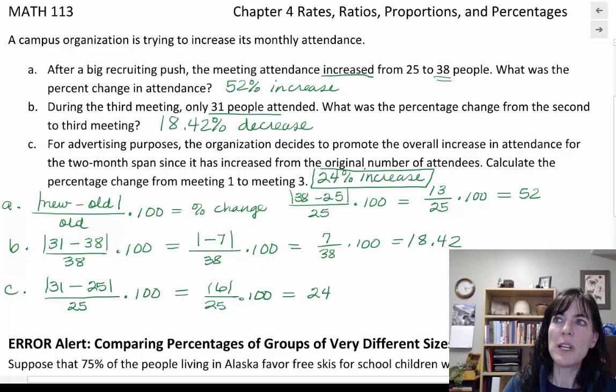So they've done a good job with their statistics. They saw that they are up from when they started their big recruiting push, but they're not reporting their highest percent. They're giving it over a 2-month period. So that's good.